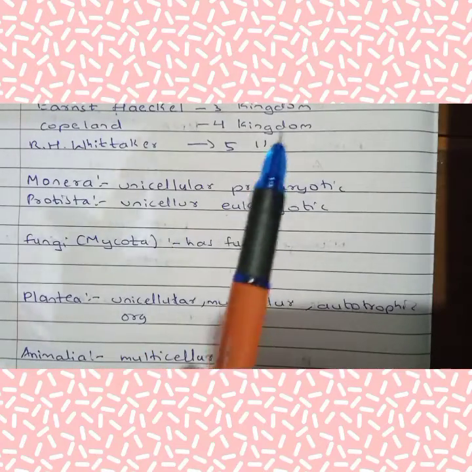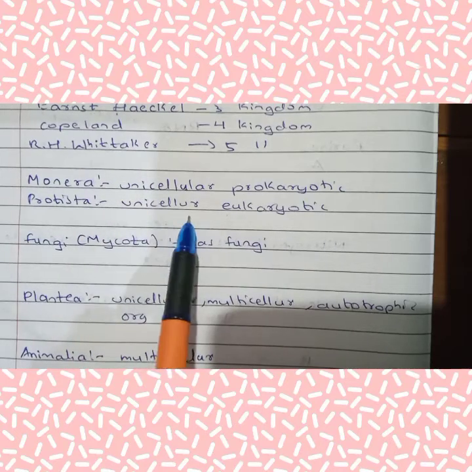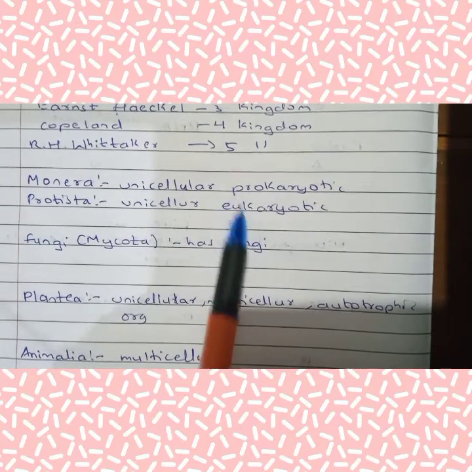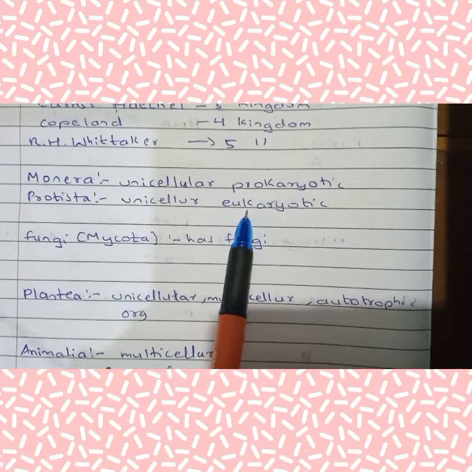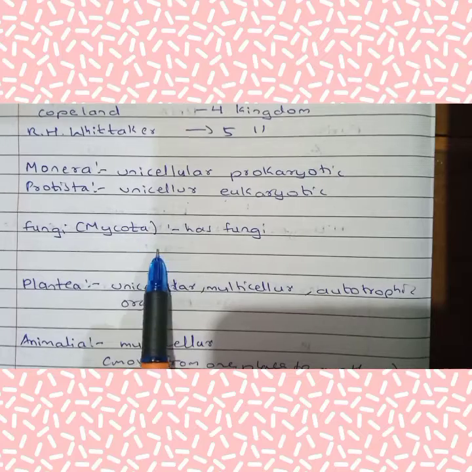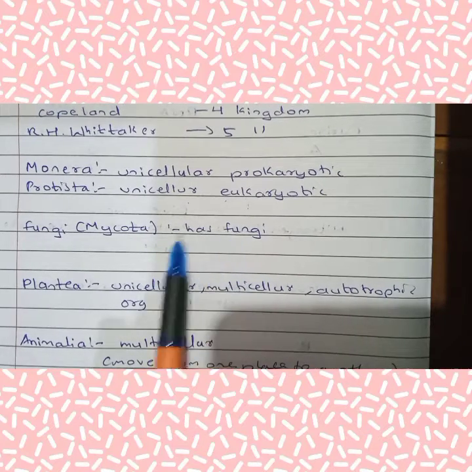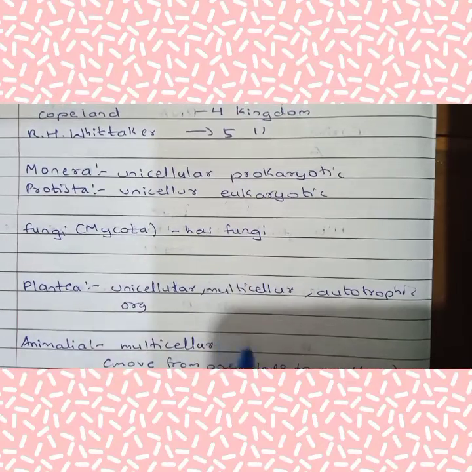Monera. These are unicellular and prokaryotic. And Protista are also unicellular, but they are eukaryotic. A small change makes a big difference. Fungi, you can also say this as mycota. There are many types of fungi, so it has a separate classification from Plantae.